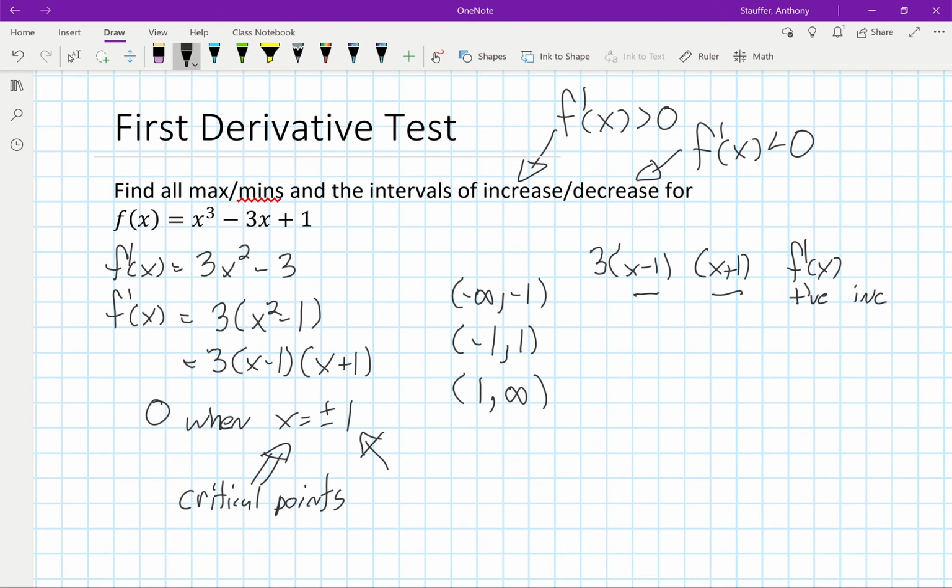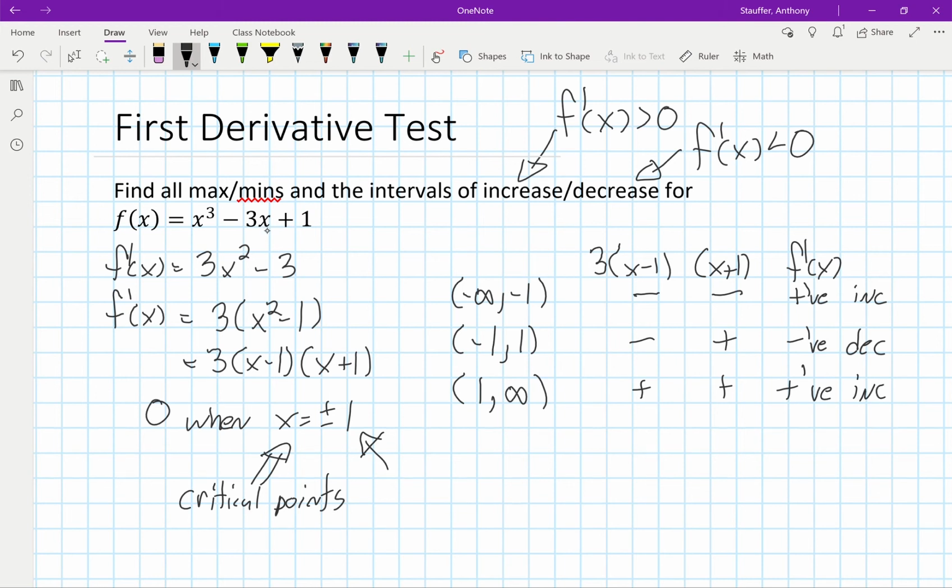I do the same thing from negative 1 to 1. We pick a number in between them, say 0. Here, 0 gives a negative, and in the other factor, if I put 0 in there, it'll be positive. A positive times a negative is a negative. So that means I'm going to be decreasing in that case. Looking at my next one, I pick a number between 1 and infinity, say 5. There it'll be positive, and there it'll be positive. So that will give me a positive, and in this case, it will be increasing.